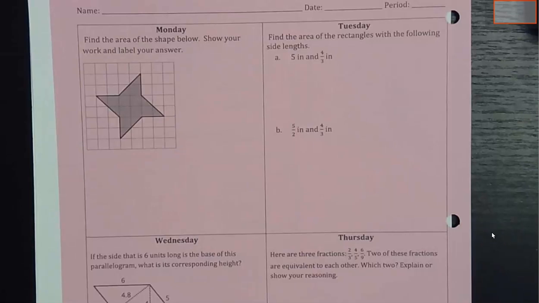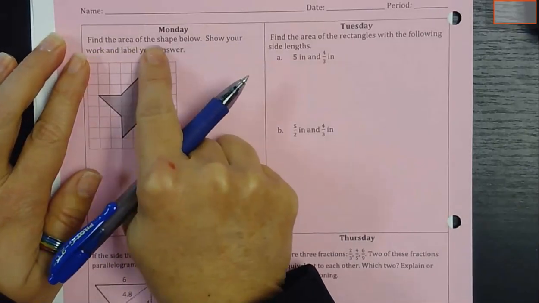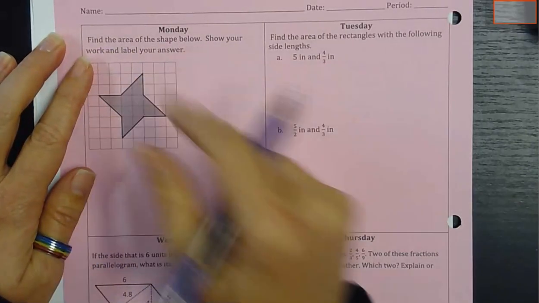Okay, 6th grade, we'd gotten a little bit of a break because you had a study guide and a test. So not really, but we haven't done a homework for a little bit, so we're going to get going. So for Monday, it says, find the area of the shape below, show your work, and label your answers.